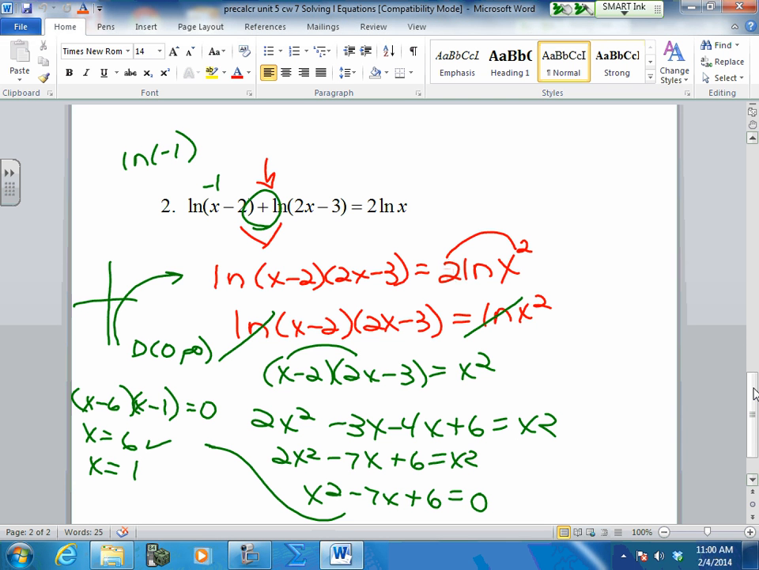So if you remember, we can't take the log of a 0 or a negative. In this case, you have to say reject. You have to say reject for this.